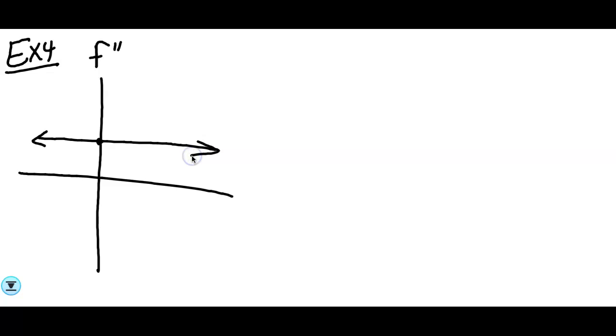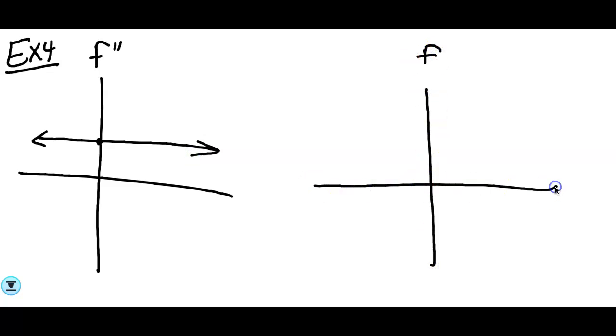This is f double prime. I want you guys to draw a graph of f. Now, I'm not going to ask you guys to draw a graph of f prime because going from f double prime to f prime would be exactly the same thing that we just did. That's the same thing as going from prime to no prime. You're just going up a level. But now we're doing something different. We're skipping a level. We're going straight from a second derivative to a no derivative.